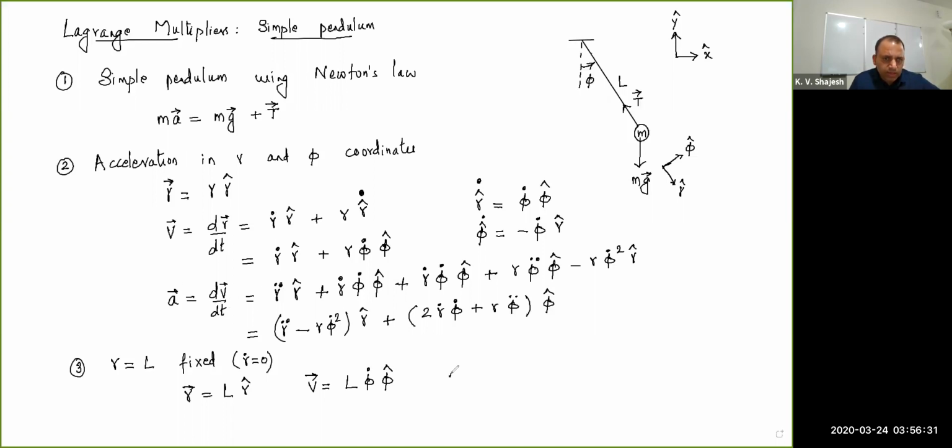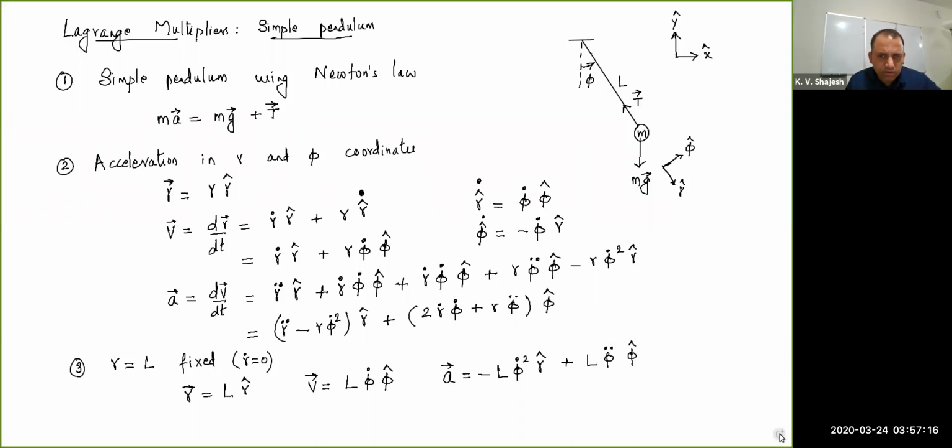And the acceleration a: r double dot is 0, so there is a centripetal acceleration still. So this is L times phi dot square in the r hat direction. And since r dot is 0, the Coriolis force doesn't exist, but there is still a tangential acceleration in the tangential direction. So it's L times phi double dot times phi hat. So all the dynamics is because of the change in angle. That is what this means. So this is how we would proceed using Newton's law.